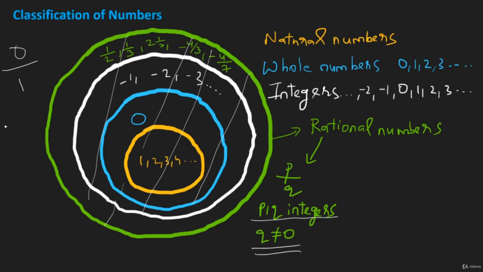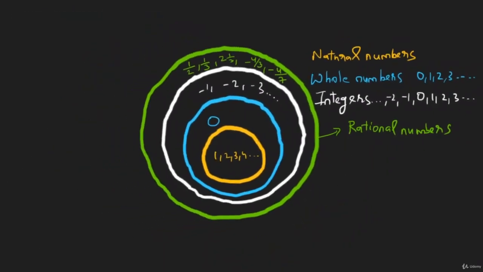Any negative number, say minus 2, can be written as minus 2 by 1, which is of the form p by q, where q is not equal to 0. Therefore integers are also rational numbers, and any positive number also can be written in the form p by q. Say you have 2, you can write it as 2 by 1, or you can write it as 4 by 2, right? So all the natural numbers are also rational numbers. Now let's keep this set of rational numbers aside.